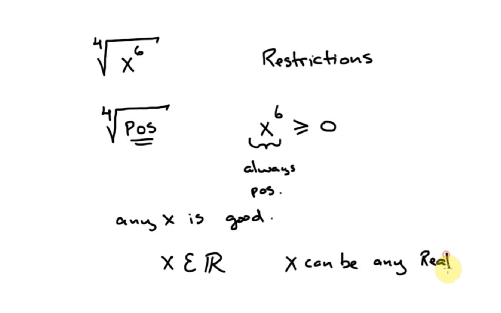Real numbers meaning all the whole numbers, all the integers, all fractions, positives, negatives, zeros, even funny numbers like the square root of 2, irrational numbers. Any of those are going to be fine because when we plug them into this, they're always going to be positive. So we're pretty happy about that. And that's where I'm going to stop today.